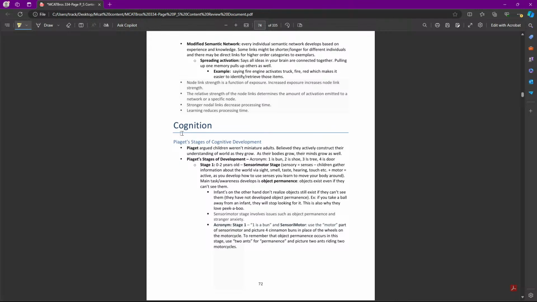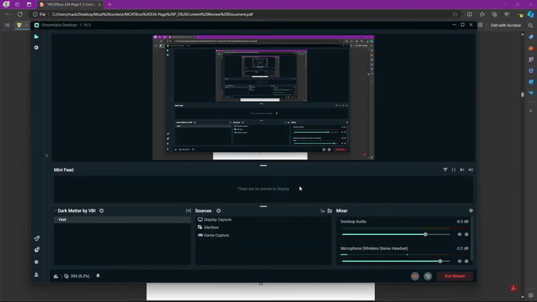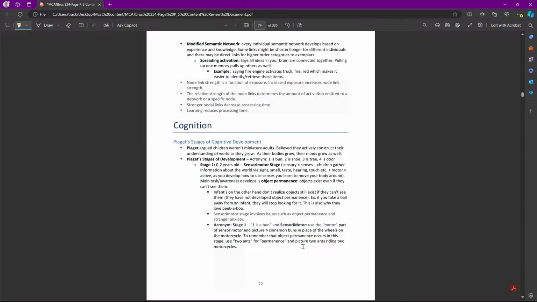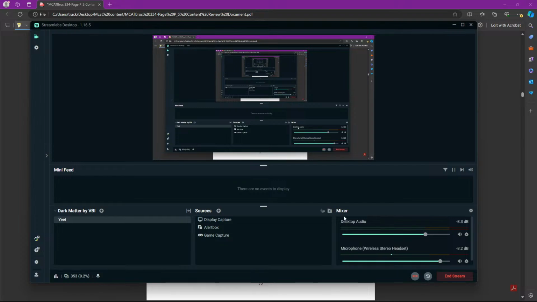So we will continue with cognition and development over time on page 72, or page 74 if you look up here. So, I don't even know how long we've been going, but that's the end of it for now.